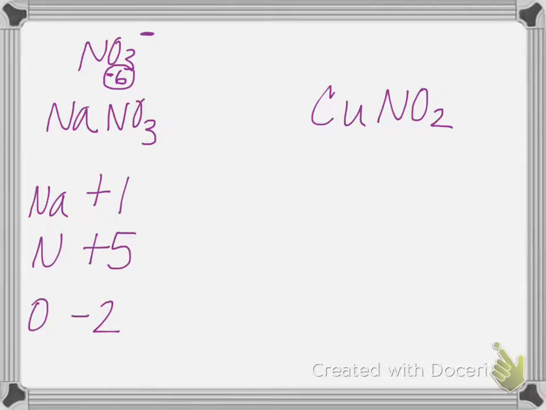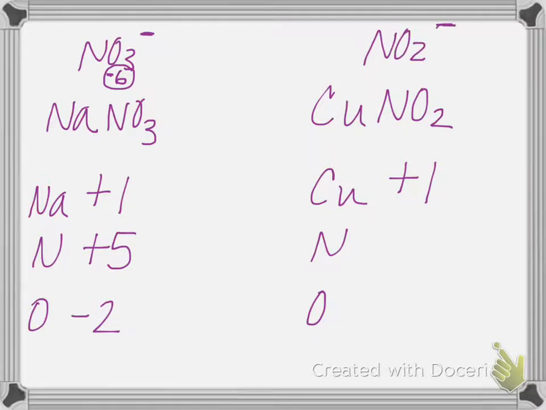Okay? Now if I do this one, copper, which copper do I have here? +1, because I'm with nitrite. Oxygen's still a -2, but what's nitrogen going to be in this case? 2 oxygens is a total of -4. What plus -4 will equal -1? 3. So nitrogen in this case is +3. Okay? Is that making sense to you?